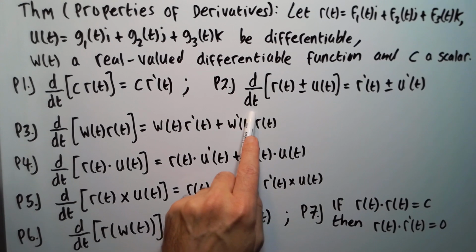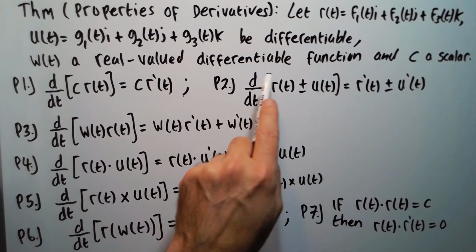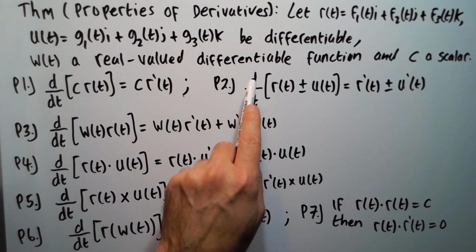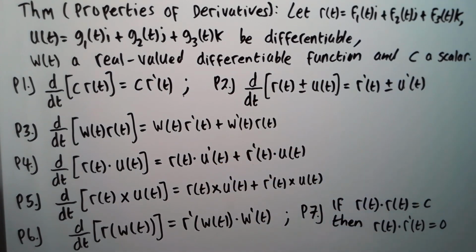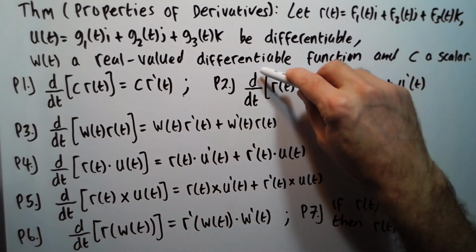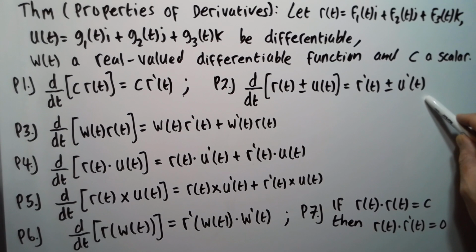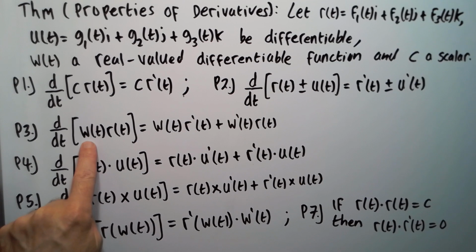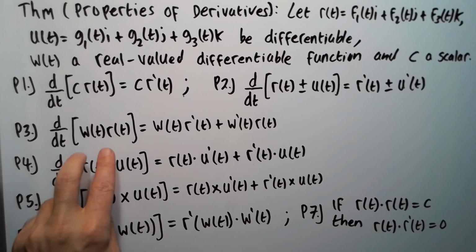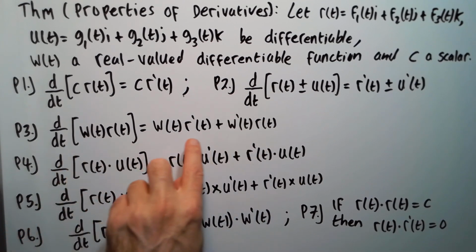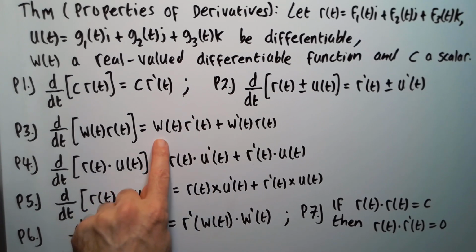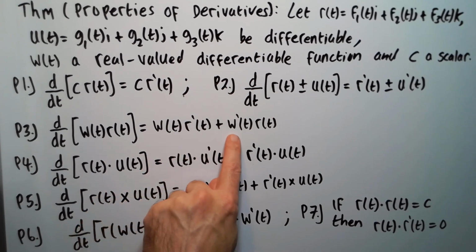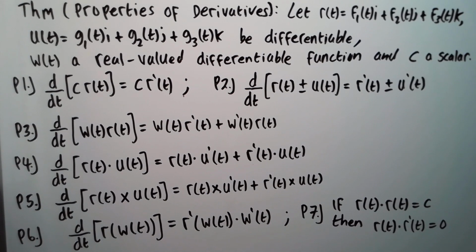The second one says the derivative distributes, so I guess the proper terminology would be it's linear. So you can distribute the derivative to the first one and then to the second one. And that's what this is saying over here. Property 3 is, so w here is a real valued function. So this is pretty much a product rule right here. So first function times derivative of the second plus derivative of the first times the second.